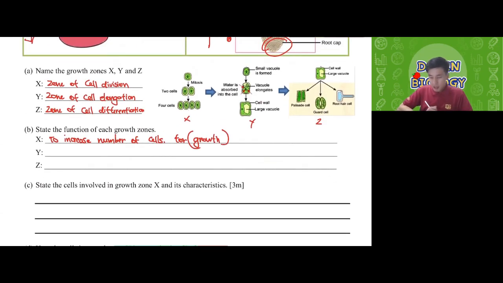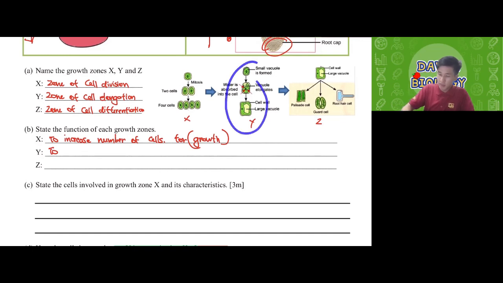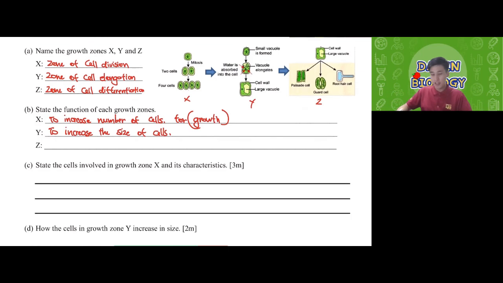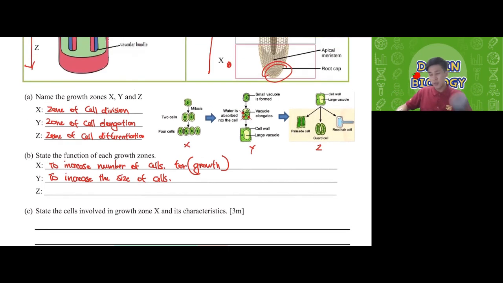Okay, next. Elongate. Very simple. So for my students, we just did this in class. So elongate means to grow in size. As you can see in the picture here at Y, the cells become bigger. So they increase the size of cells, because as the cells grow, then you grow. Okay, I'll read that one later. I haven't reached that part yet. Later we will explain.